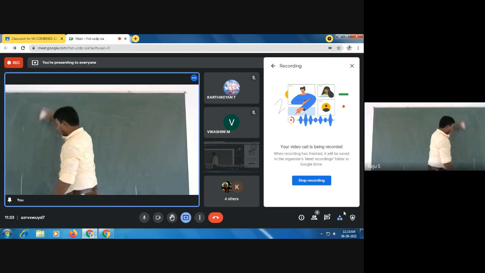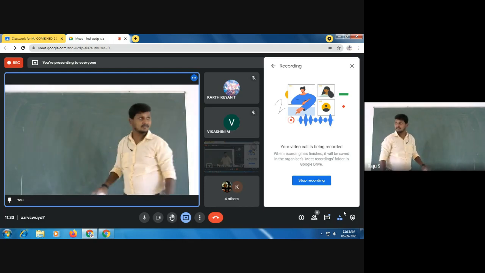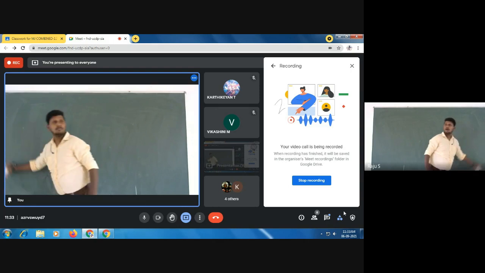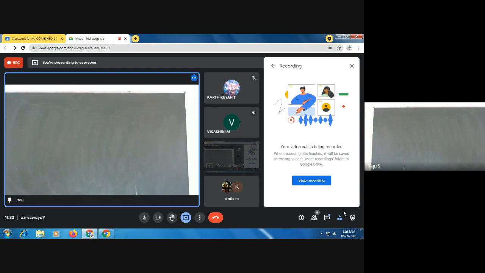Graph notebook? Yeah, graph sheet is compulsory. In the exam, you must draw the graph on graph sheet, but in classes it is not required. Just notes is enough.